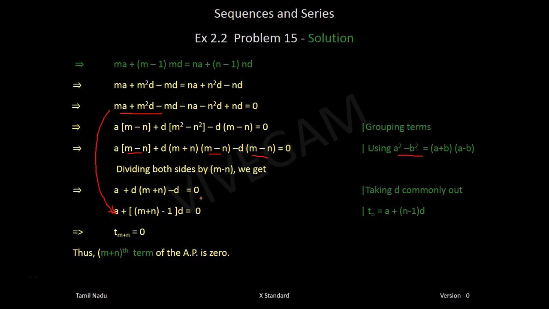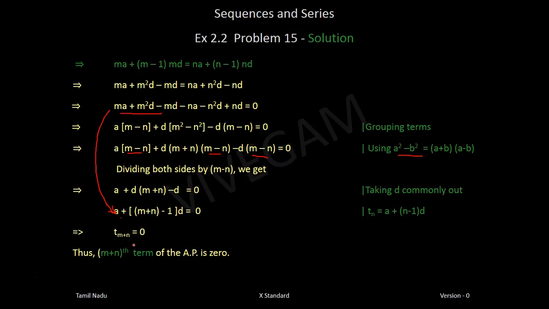Equal to 0. Now you try to take D commonly out between these two terms. So A is A, and you take D out of these two, what is left is M plus N, and when you take D out of the last term, it becomes minus 1, the whole into D. But look at it, this is nothing but Tn equals A plus N minus 1 into D. So T of M plus N will be A plus, instead of N it will be M plus N minus 1 into D. This is nothing but T of M plus N. Okay, so you got it.